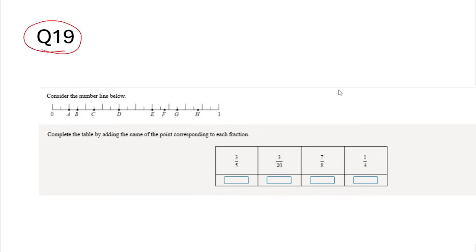Okay, question number 19. Question number 19 is saying, consider the number line below. I'm having this, it's like a ruler. It starts from 0 and ends with 1. And I'm going to see equal spaces here. So let's calculate this one. This is 1, 2, 3, 4, 5, 6, 7, 8, 9, 10.